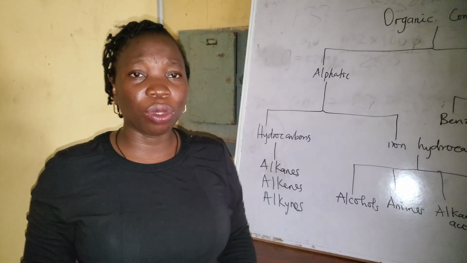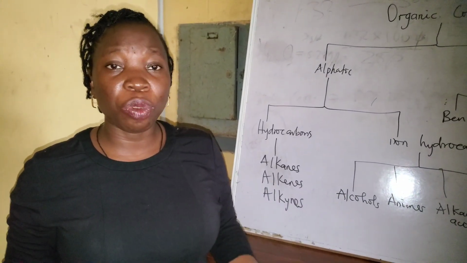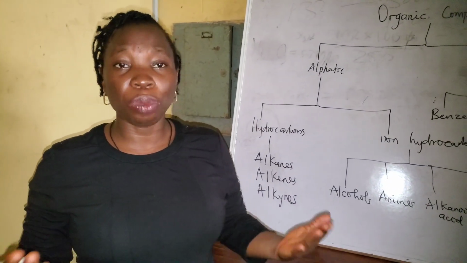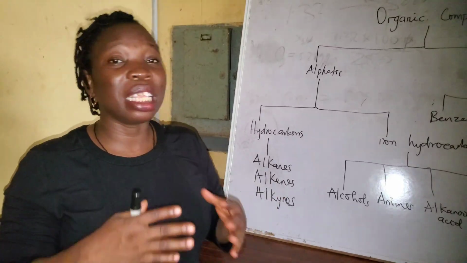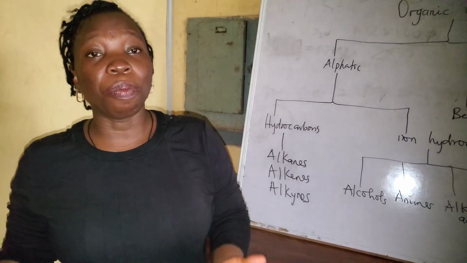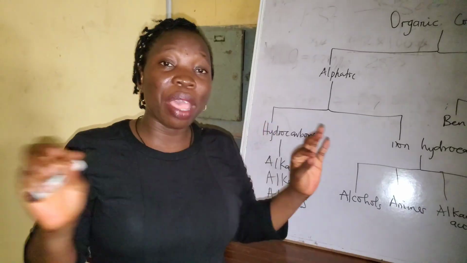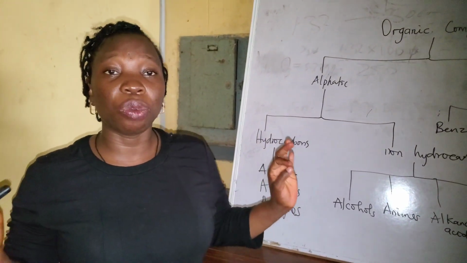What are the examples of that? We have propane. We have 2-methyl-propane. 2-methyl-propane is a branched propane, while propane itself is a straight chain propane.